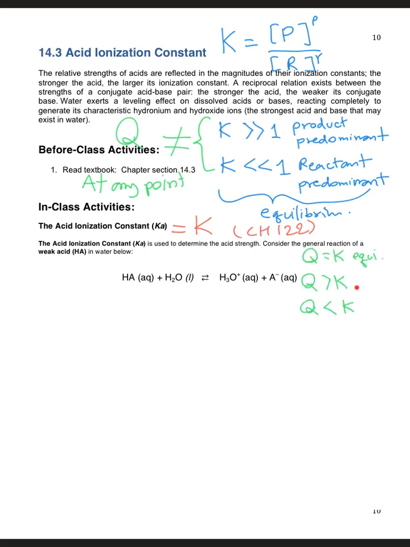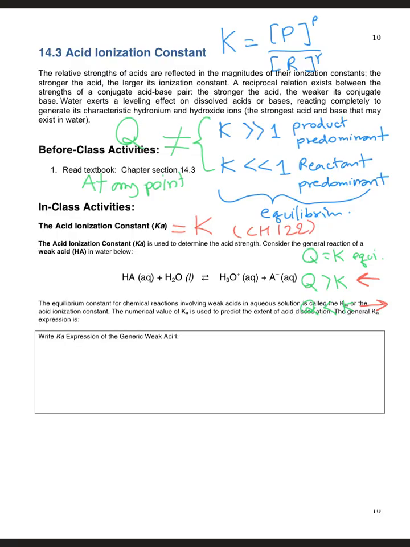But when Q is not equal to K, for example, when Q is greater than K, it tells us that at that point of the reaction, there is more of the product than the reactant. So the reaction would shift toward the reactant to produce more reactant in order to establish equilibrium. In this case, the reaction would shift to the left. On the other hand, when Q is less than K, it indicates that at that point it's not at equilibrium. There is more of the reactant than the product. So the reaction would shift to produce more of the product until it reaches equilibrium.